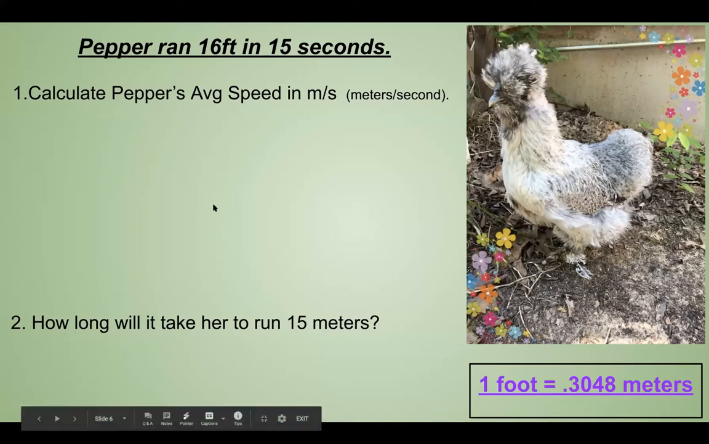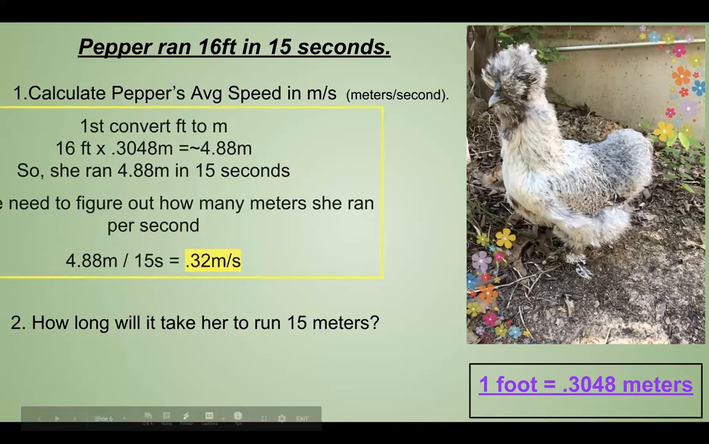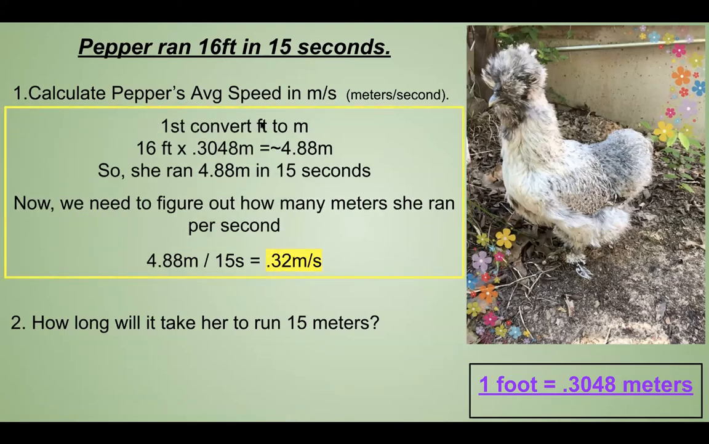So again, we're gonna try and calculate her average speed in meters per second. The first thing you need to do is convert the feet to meters. So using that conversion, I'm gonna take the 16 feet and multiply it by 0.3048 meters. And that gives me about 4.88 meters. So she ran about 4.88 meters in 15 seconds.